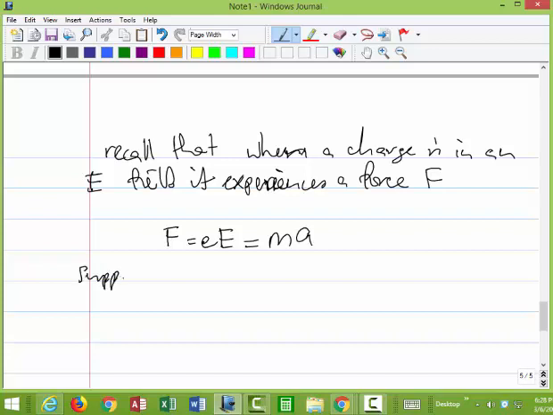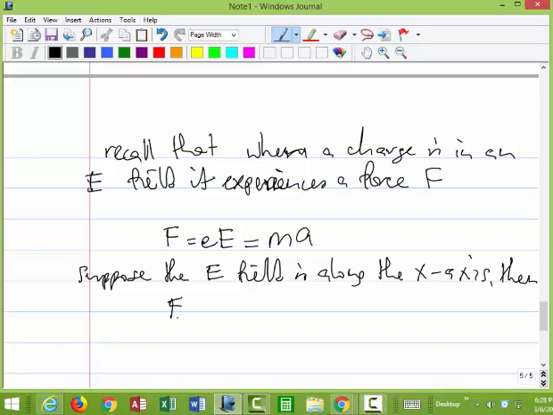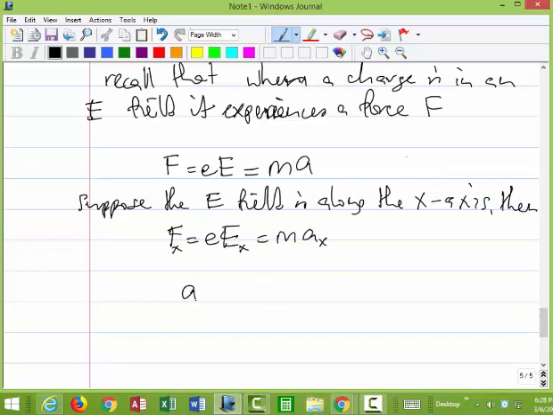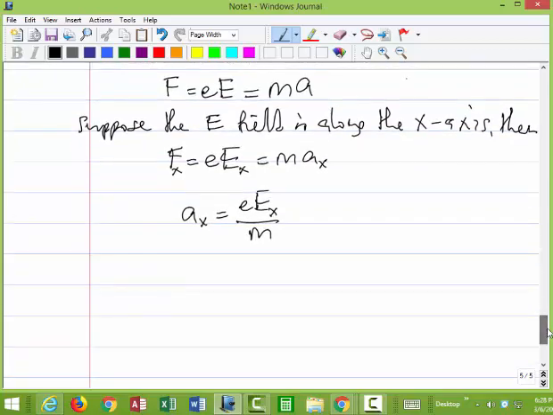So suppose the E field is along the x-axis, then the force along the x-axis is equal to lowercase e times uppercase E_x, which is equal to m times a_x. So the acceleration a_x is equal to lowercase e, which is the charge, times the electric field along x over the mass m. So by applying the potential, we have created a force on the charged particles in the electric field, which gives them an acceleration a_x.